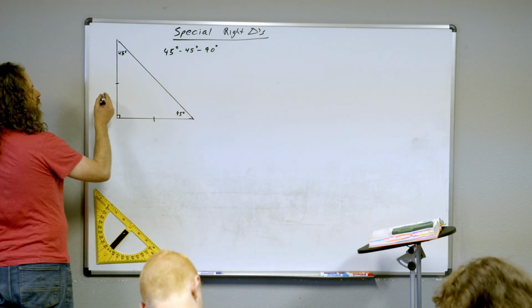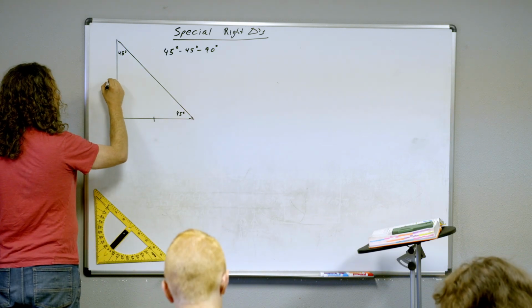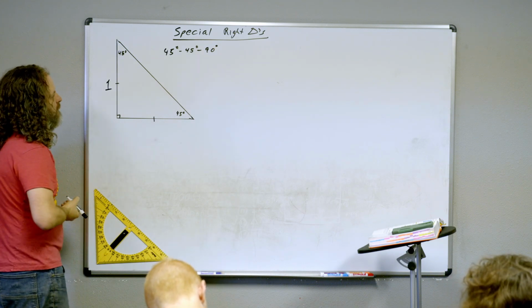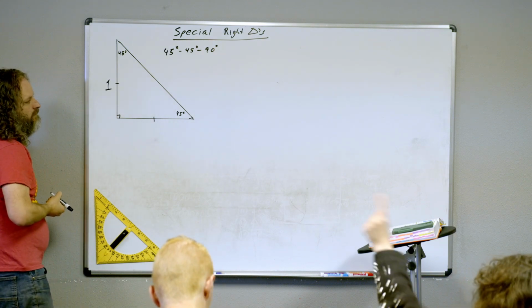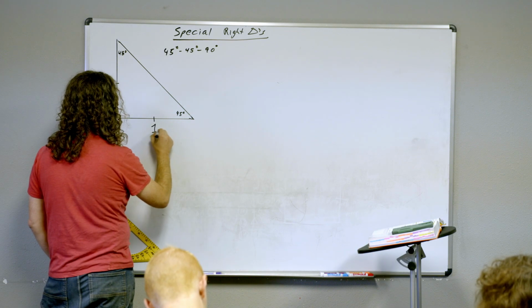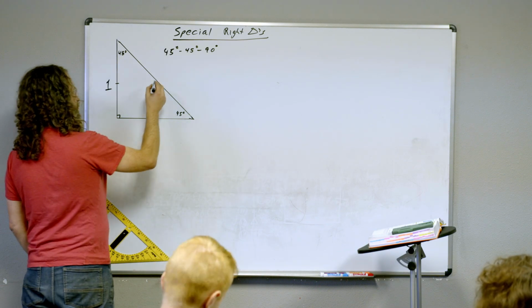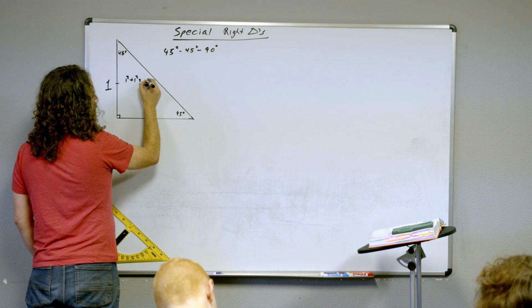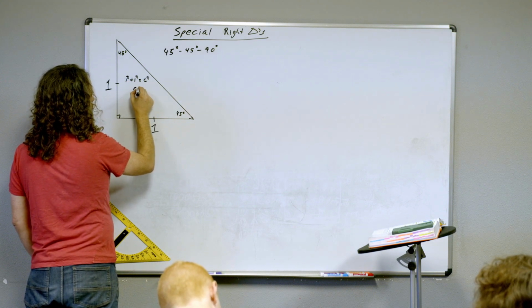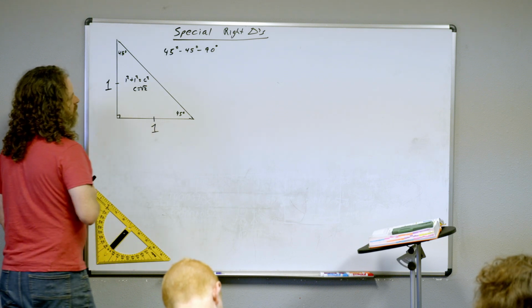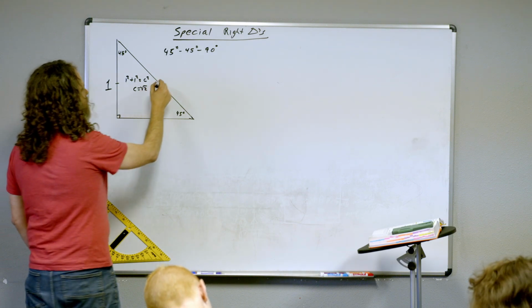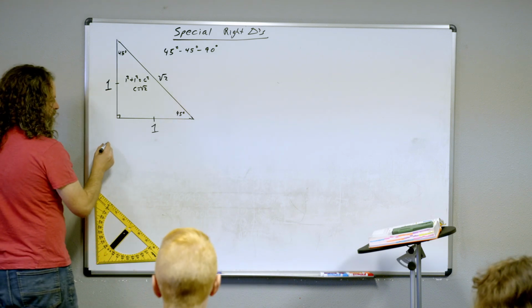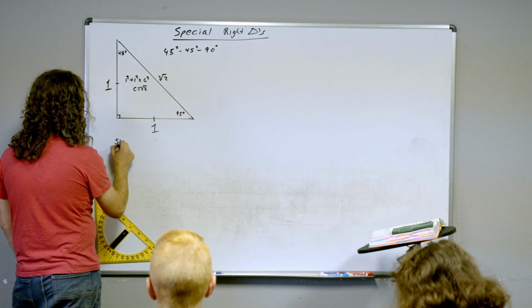So if we say that this is side length 1, what else do we know about this triangle? You know that the bottom's the same. This one's also 1. And by the Pythagorean theorem, 1 squared plus 1 squared equals c squared. C equals the square root of 2. So the ratios for a 45, 45, 90 triangle are this.